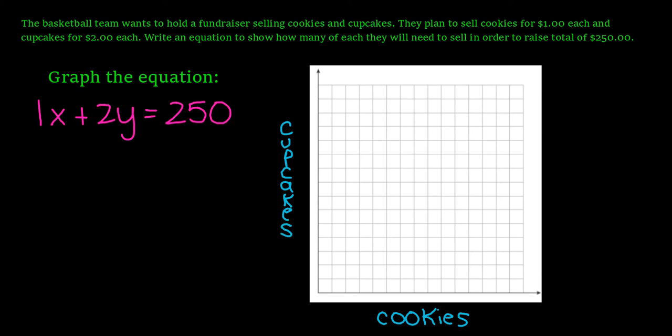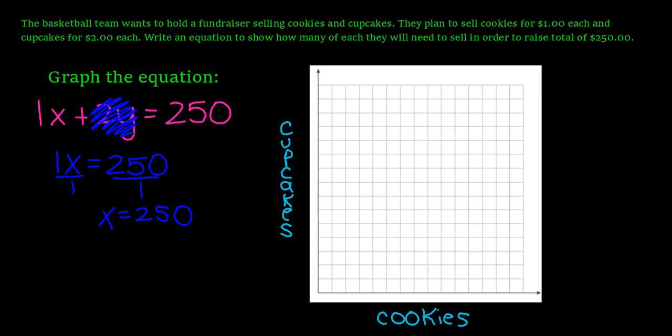Good little reminder for me in a little while. And in order to find the x-intercept, I am going to cover up the y term. So if I think about that going away, I end up with something that says 1x equals 250. And if I divide both sides by 1, x turns out to be 250. So my x-intercept is going to be 250.